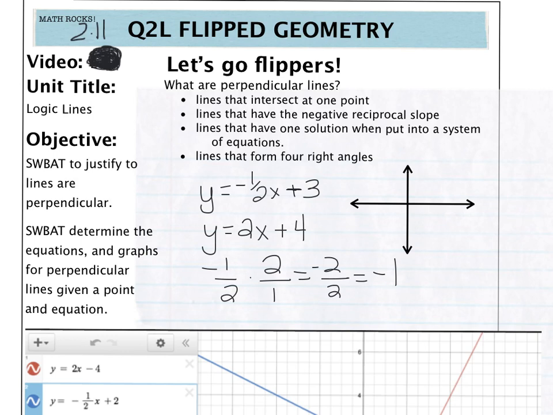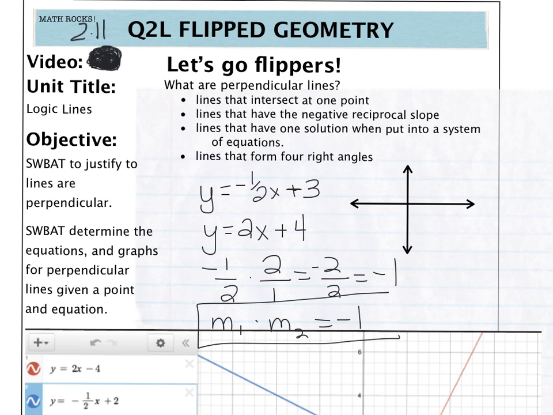It means if we start off with one value, and this is a slope, and we flip it over, so we flip negative 1/2 and make it 2, and then we switch the sign from negative to positive, then we will get negative 1. So the slopes of perpendicular lines, m1 times m2, their product is equal to negative 1.